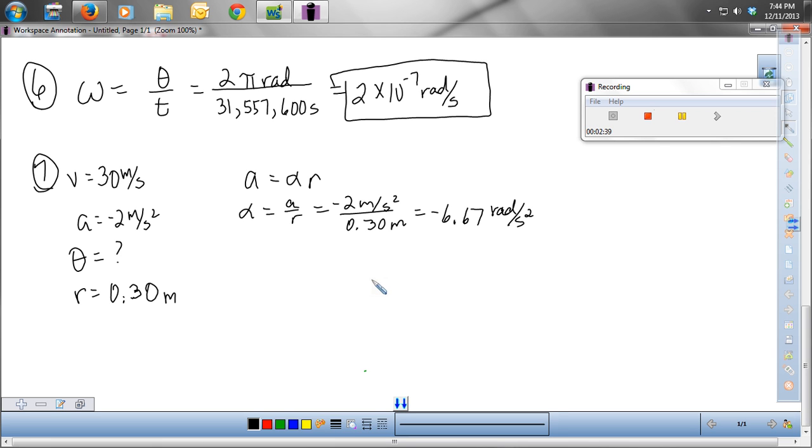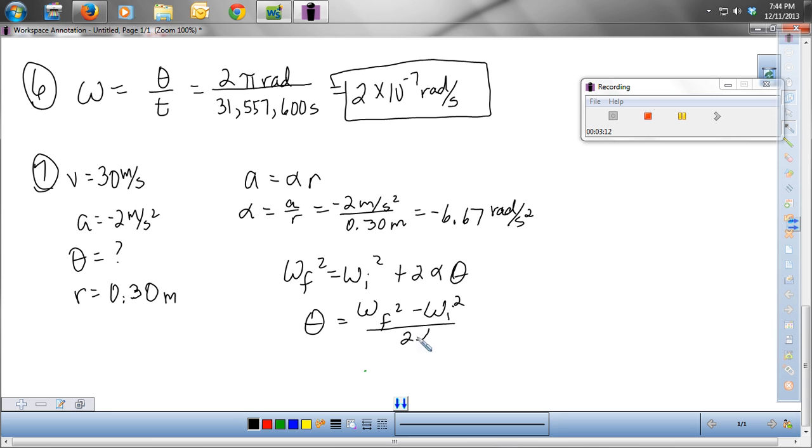But the issue with that is I'm going to have to do the quadratic, and I don't want to do that. So then I said, well, because I'm lazy and not wanting to do the quadratic, I'm going to say omega f squared equals omega I squared plus 2 alpha theta. So if I rearrange that, theta is going to be omega f squared minus omega I squared over 2 alpha. All right. Well, the only problem with that is I don't know what my omega I is.